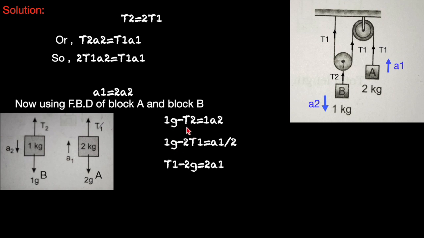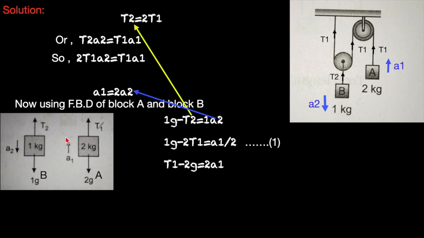Now substituting the value of T2 as 2T1, we got 1g minus 2T1 is equal to a1 by 2, because a2 is equal to a1 by 2. So here you can see I substituted the value of T2 as 2T1 and the value of a2 as a1 by 2. And we got our equation 1 as 1g minus 2T1 is equal to a1 by 2.